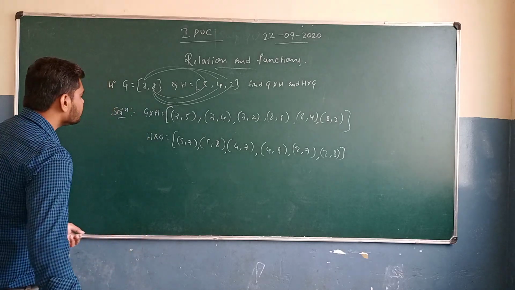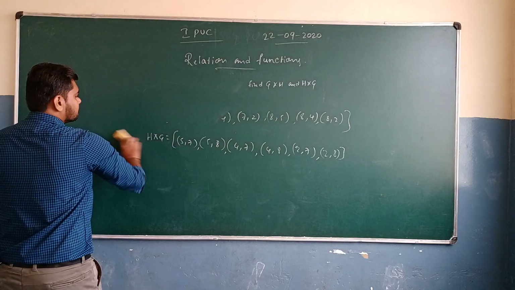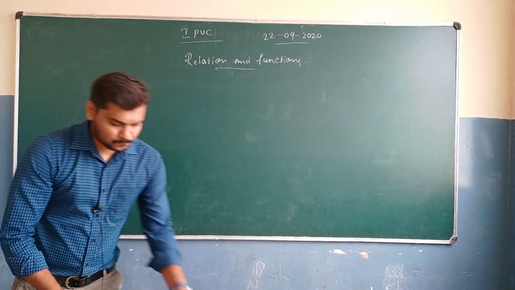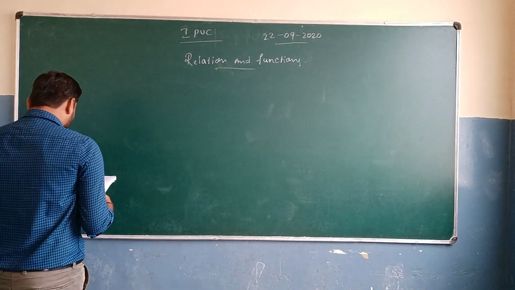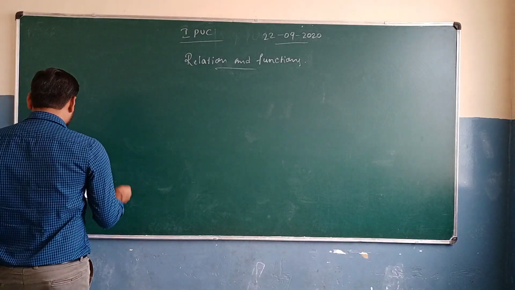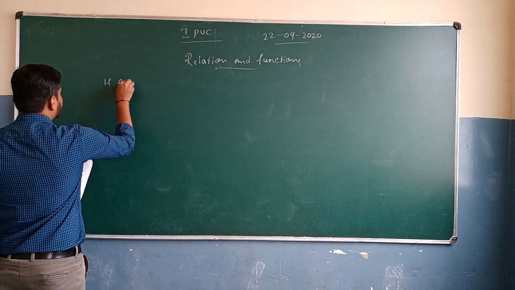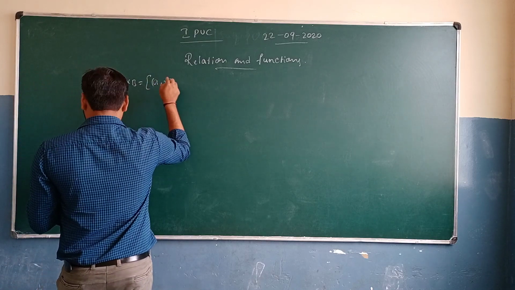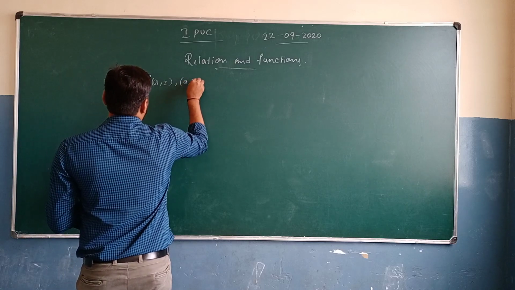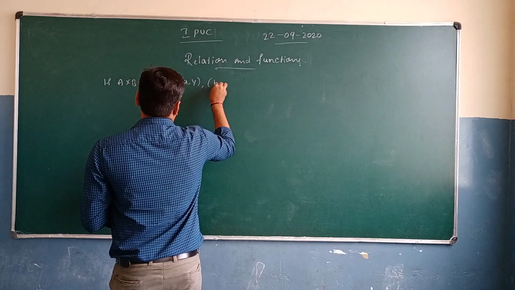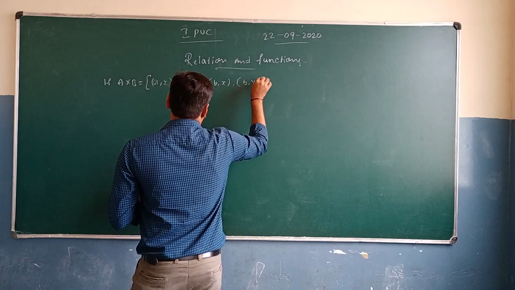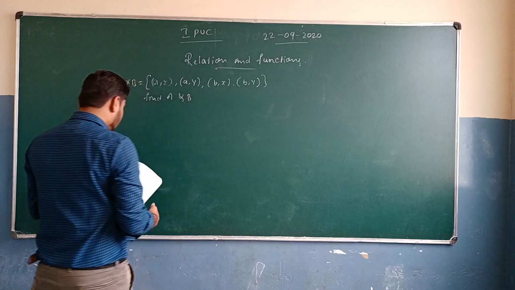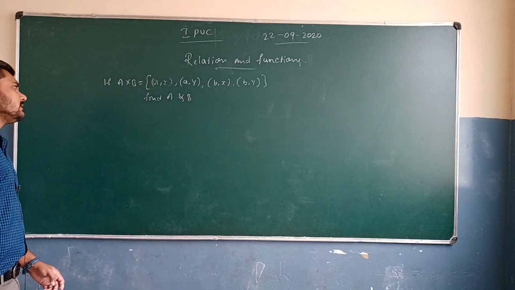So just pause the video right now. So next one: if A cross B is equal to A comma X, A comma Y, B comma X, B comma Y, then find A and B. That's going to be important here. They have given the Cartesian product.